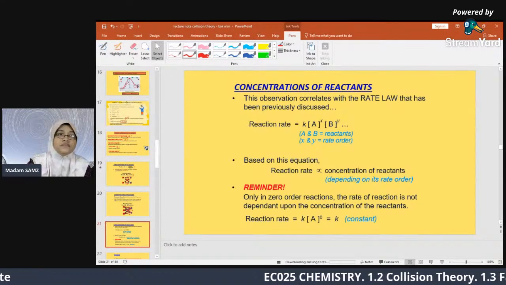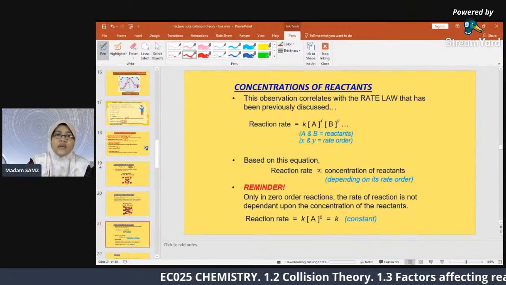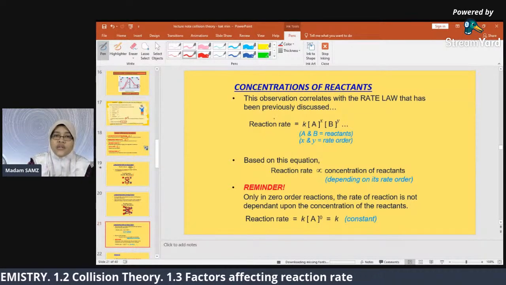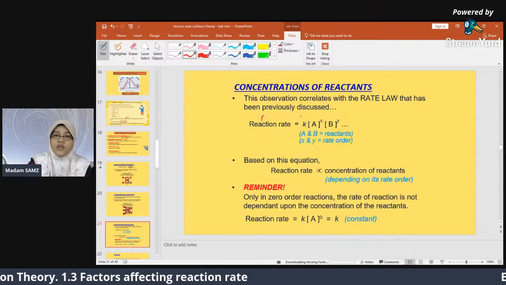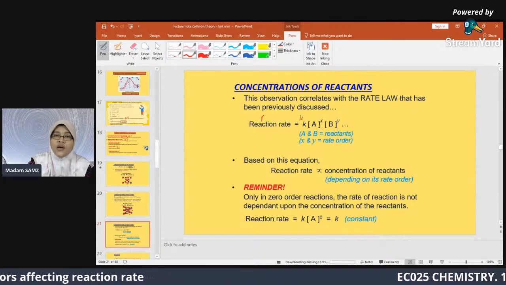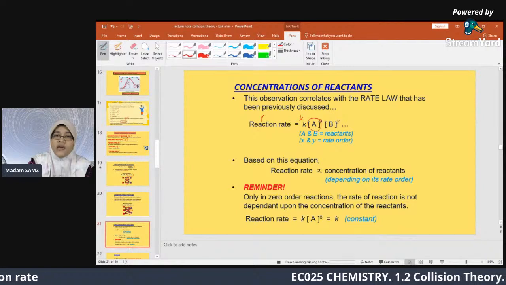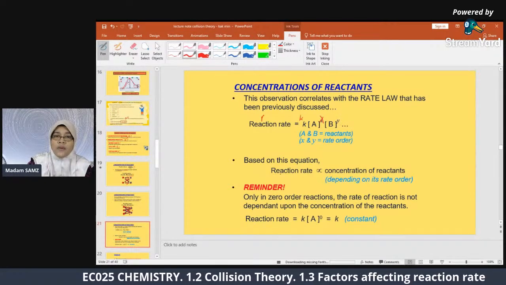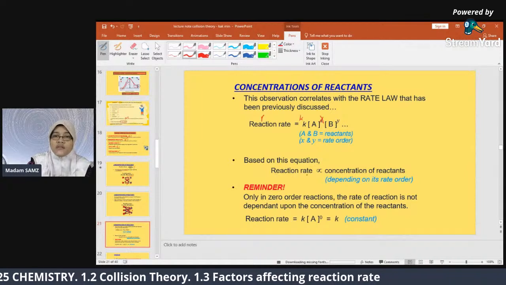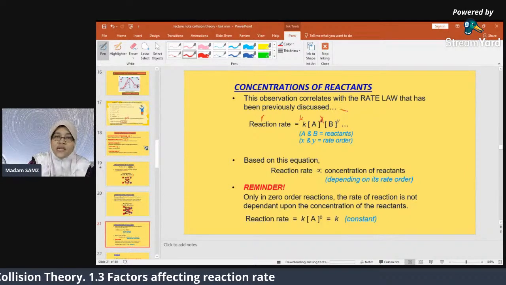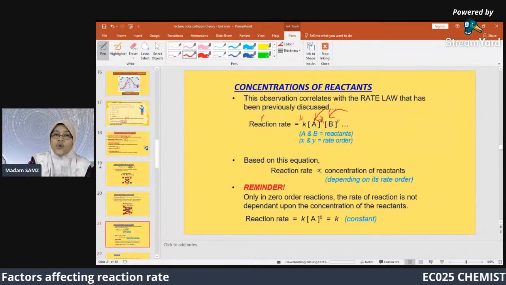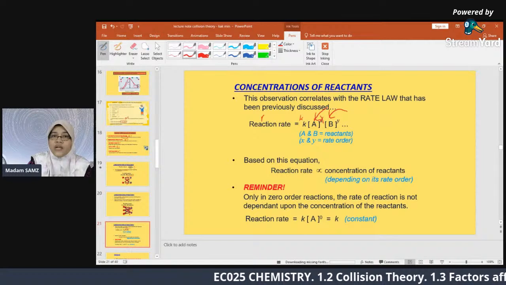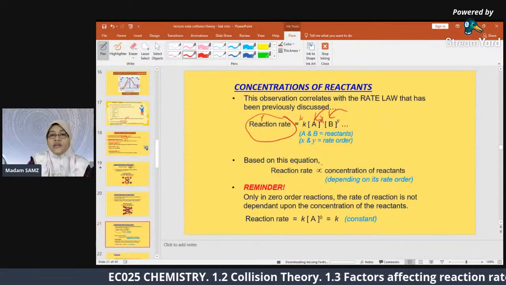Okay. In the previous lecture, last week, I think you already learned about rate law. So this is the rate law: rate equals k. We have two reactants, A with order of x, B with order of y. So based on this equation, the reaction rate is directly related to the concentrations. If you see here, these are concentrations. So if the concentrations of A and B are higher, the reaction rate also increases, right?